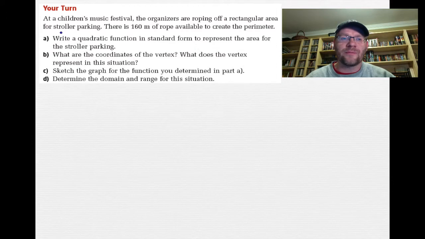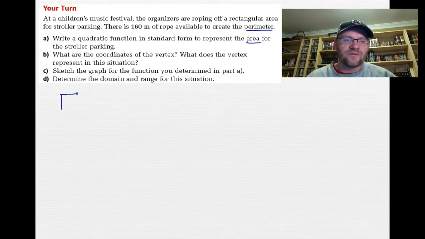And here's our final example. It says at a children's music festival, the organizers are roping off a rectangular area for stroller parking. There's 160 meters of rope available to create the perimeter. So it says write a quadratic function in standard form to represent the area for the stroller parking. So two keywords I've seen already, perimeter and area. So right off the bat, we can make an equation for the perimeter.